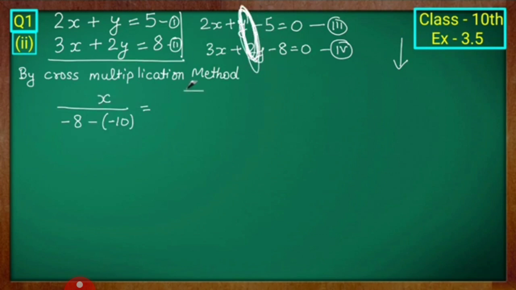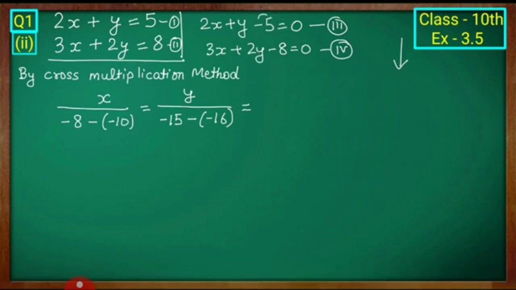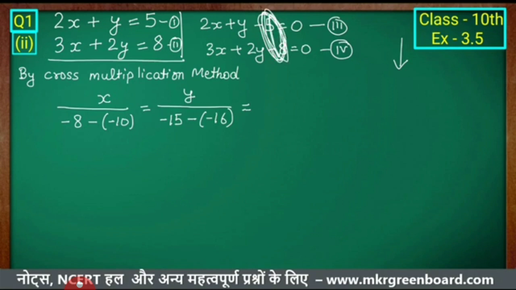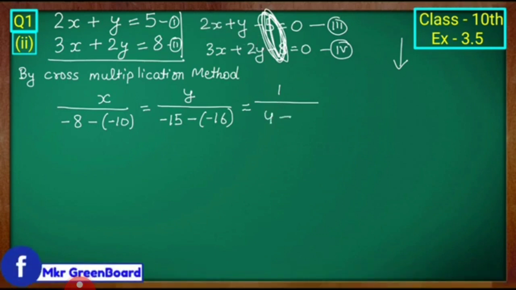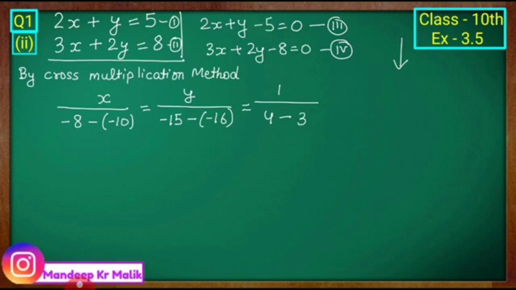we multiply the coefficient of x with the constant term, minus 15, minus 16, is equal to, for the constant term we write 1 upon a1 b2, 2 into 2, minus 3 into 1.